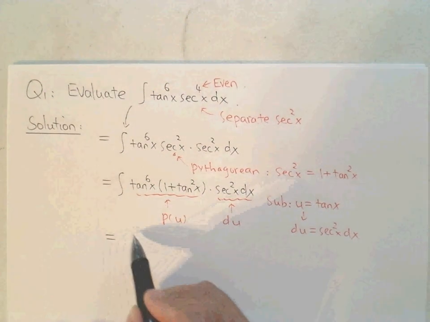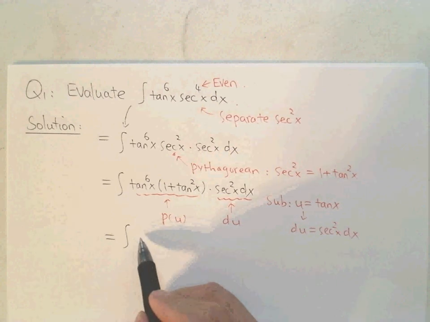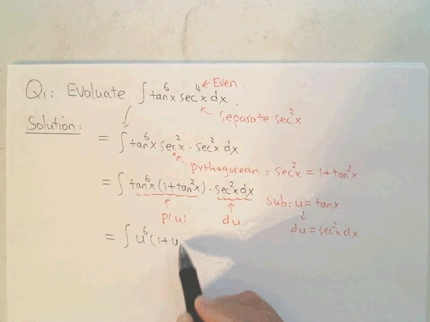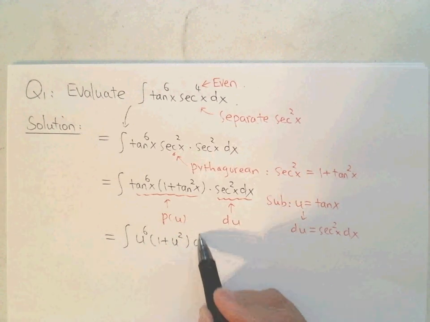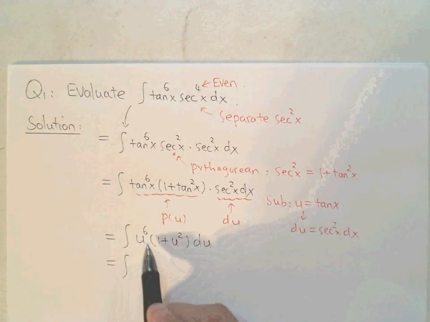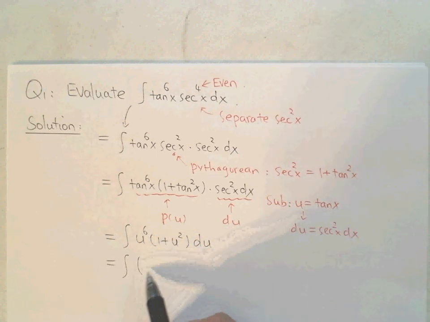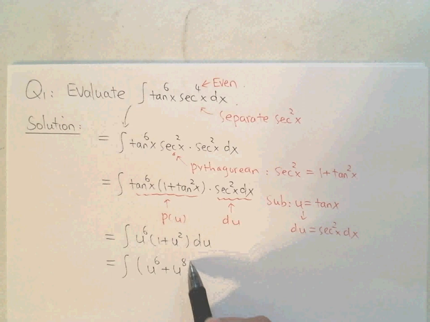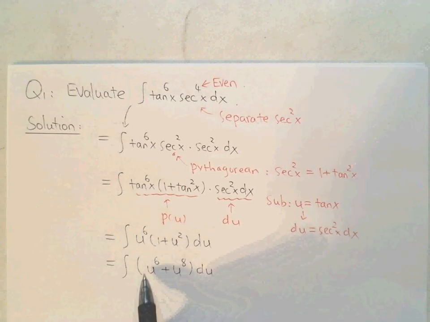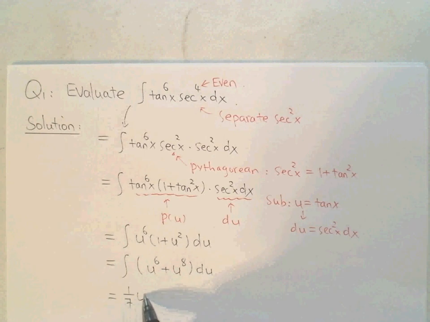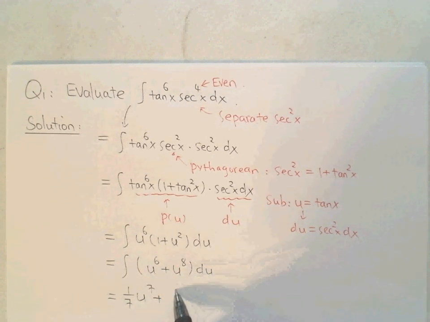Okay, and now it's easy. We just do integration for polynomial. So this is u raised to the 6, this is 1 plus u square, and this is du. See how easy. Now it is distributed. We will get u to the 6 plus u to the 8, and du. Each one is the power, right? So the first is 1 over 7 u raised to the 7.